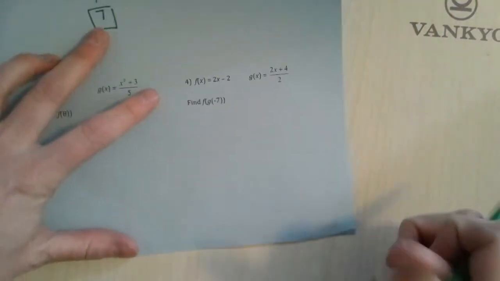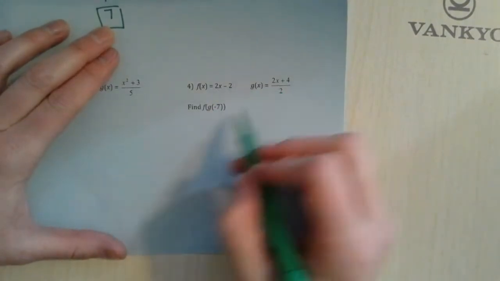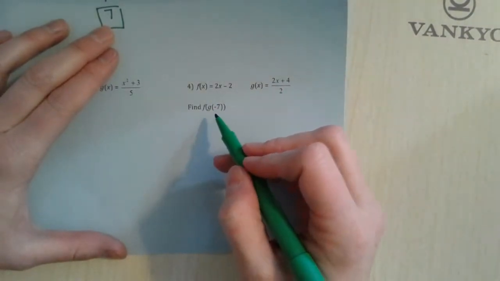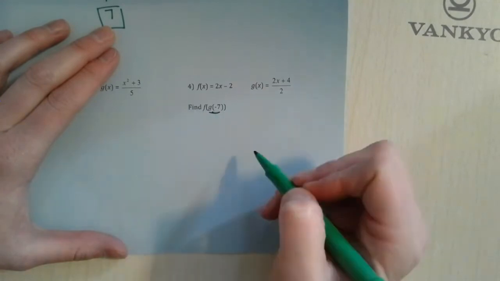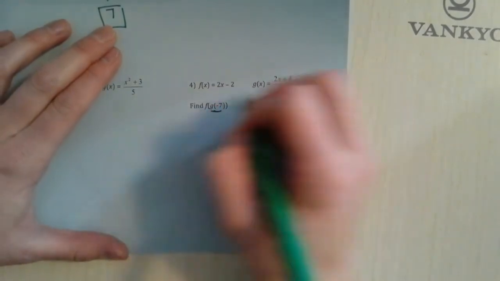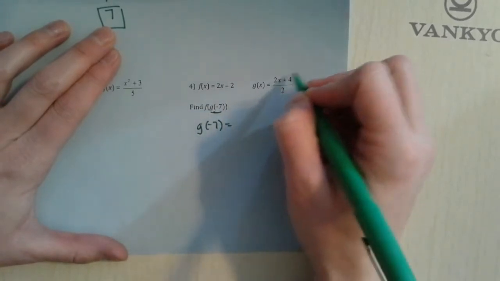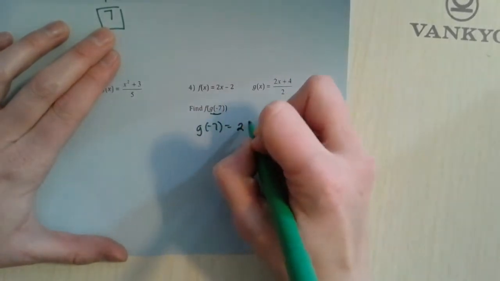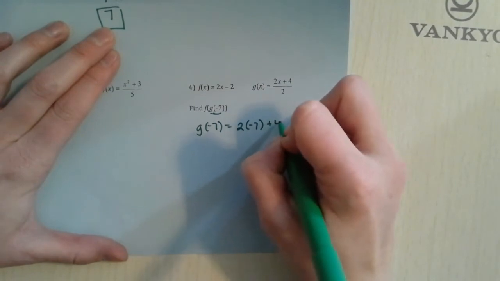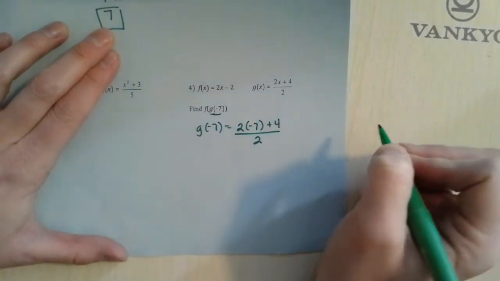Okay, number 4. So here are our two functions. We're trying to figure out f of g of negative 7. Always start on the inside and work your way out. So I'm going to figure out what g of negative 7 is. We're going to replace the x with negative 7. So 2 times negative 7 plus 4, divided by 2.